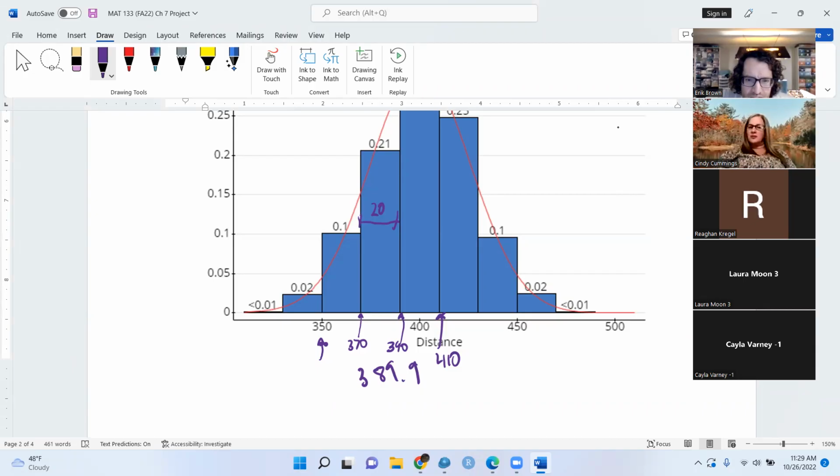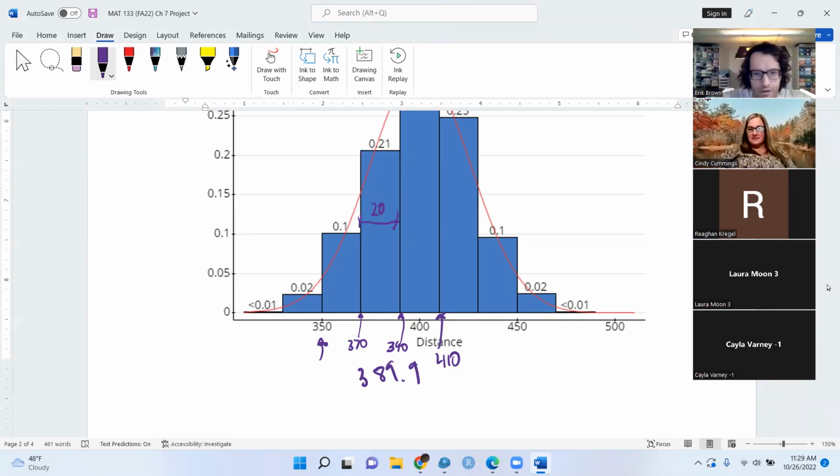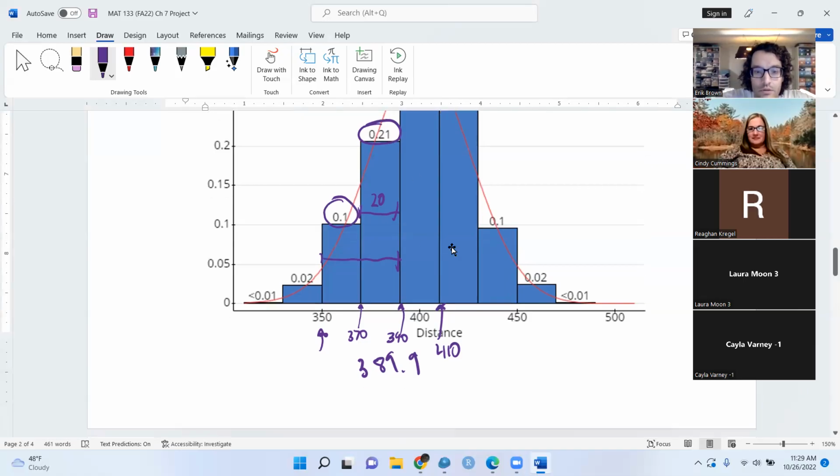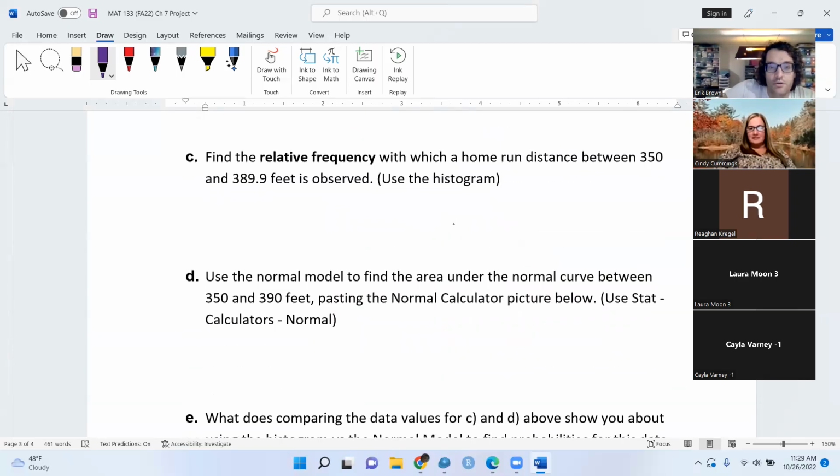No, you're right. It's weird, right? Because they put the 400 in the middle of the bar. Yeah, and it's not a useful number other than that. Okay, so if we're saying 350 to 389, that is these two bars. So we're going to add together these two areas, which gets us to 0.31.